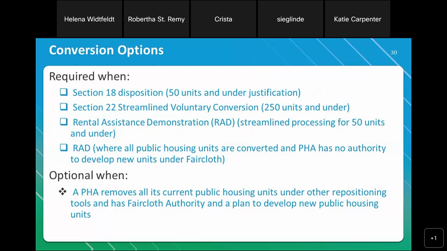It is optional when you remove your current public housing units under the repositioning tools and have a Faircloth authority and a plan to develop new public housing units. So there's always a little bit of a caveat. It may not apply. Nevertheless, it's something that we want to list, that it's optional under other repositioning tools.